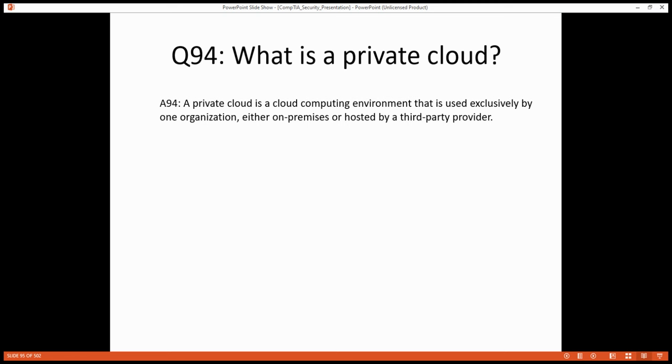Q94. What is a private cloud? A94. A private cloud is a cloud computing environment that is used exclusively by one organization, either on premises or hosted by a third-party provider.